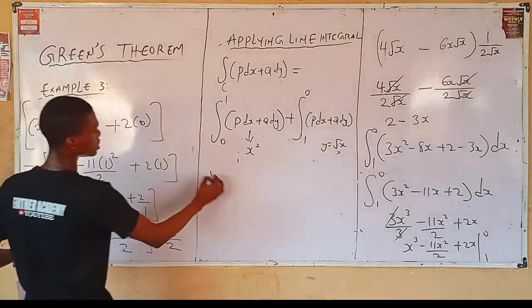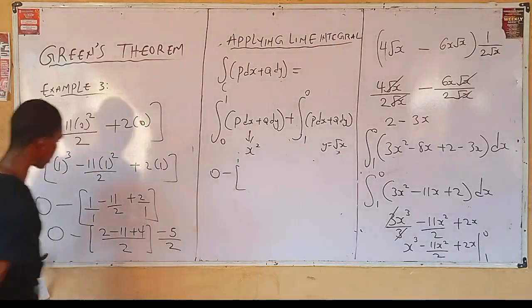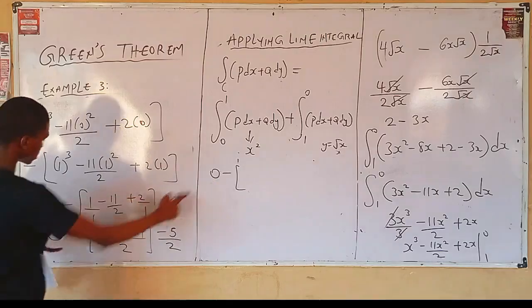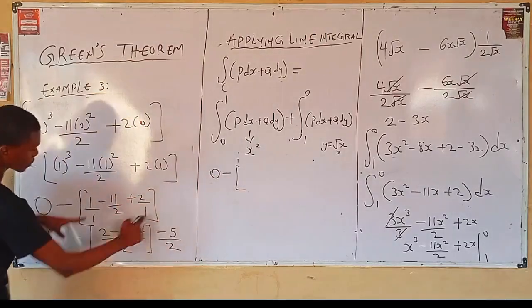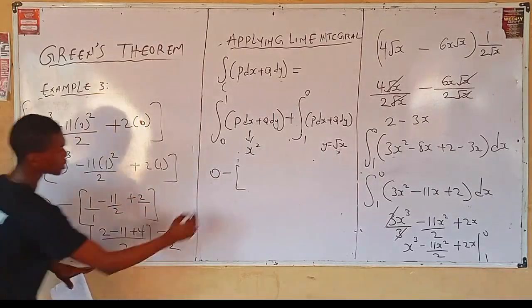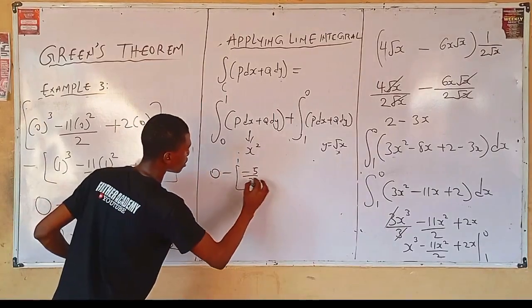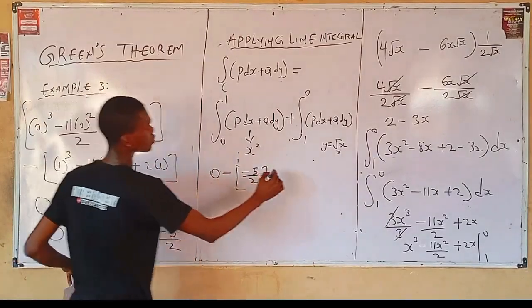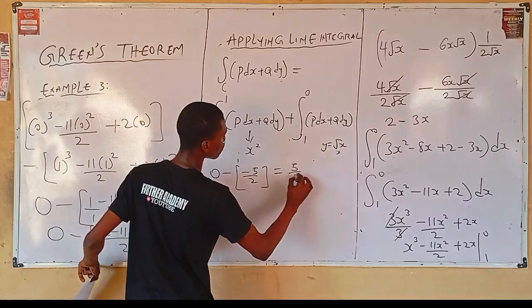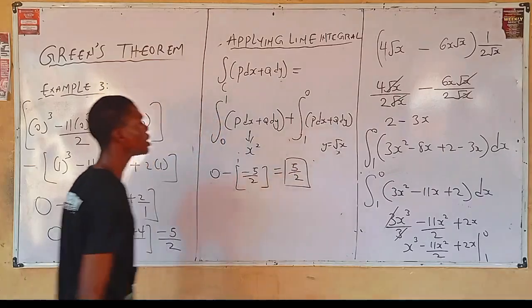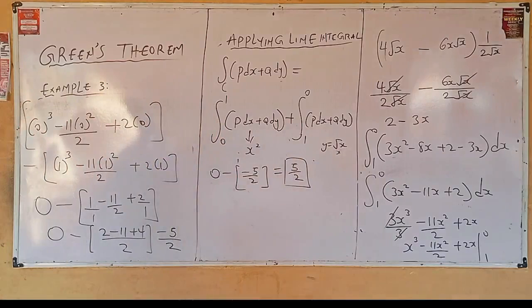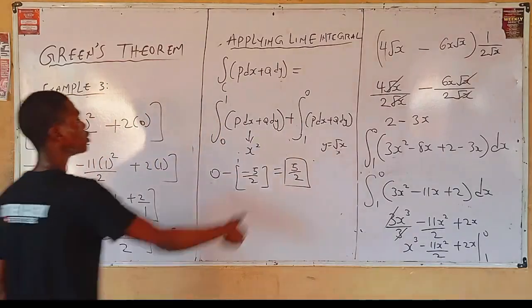That is 0 minus all into bracket negative 5 over 2. Minus negative will give you what? 5 over 2. So meaning that for the second curve, by the time you apply line integral to the second curve, you got what?